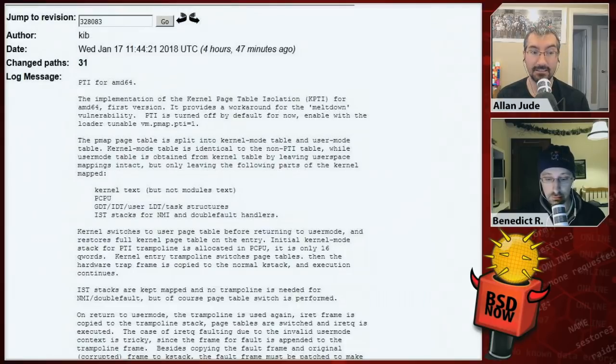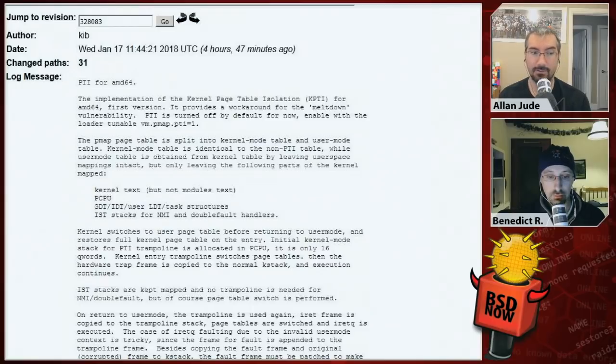So to enable it, set vm.pmap.pti equals 1 in your loader.conf, reboot, and you'll be using it. Sadly, the existing implementation of PCID, or Process Context Identifiers, is not compatible with the new PTI code, and so will be disabled when you enable PTI, and that will decrease performance.